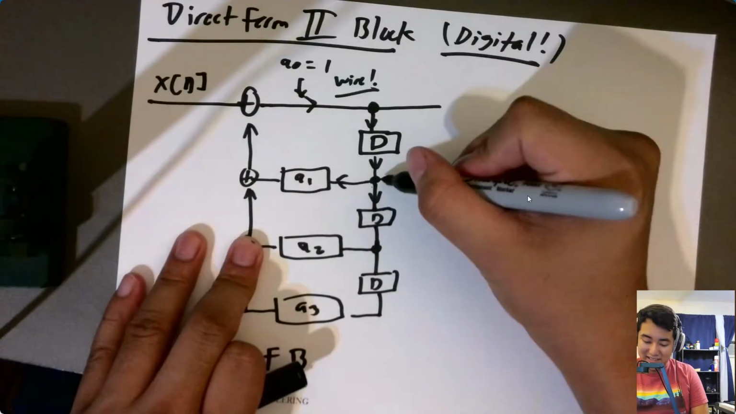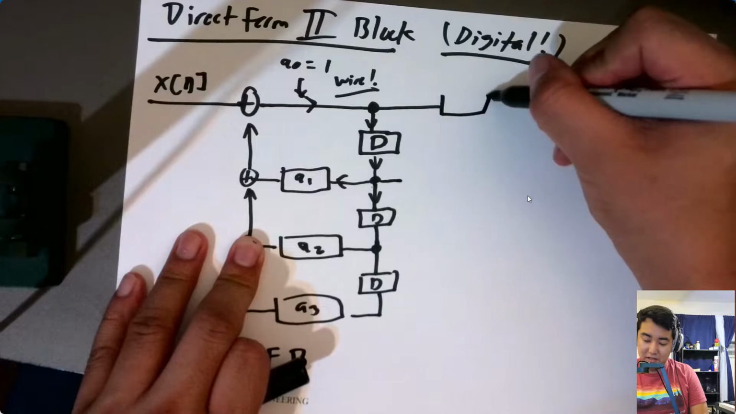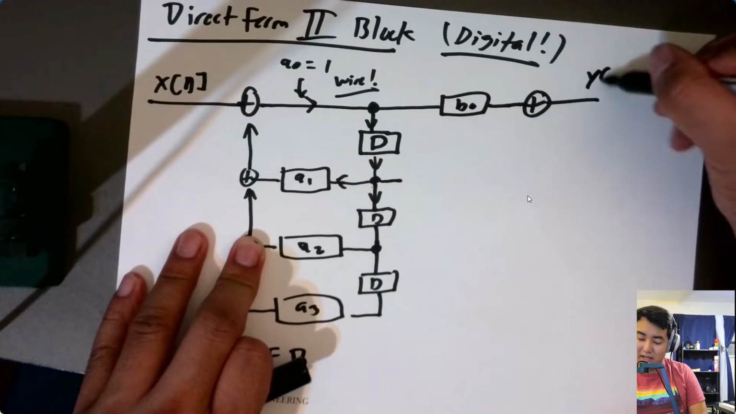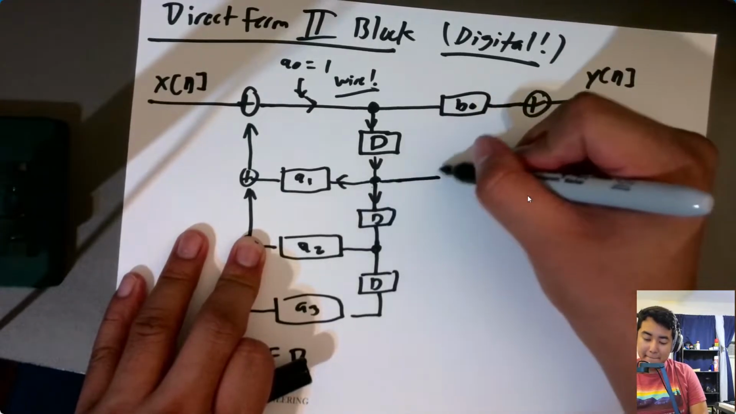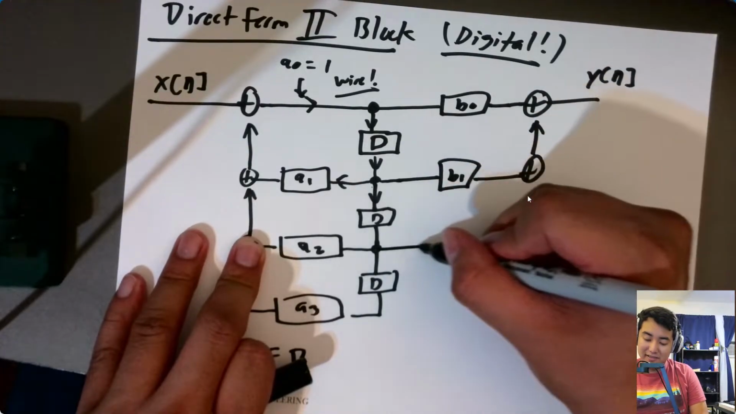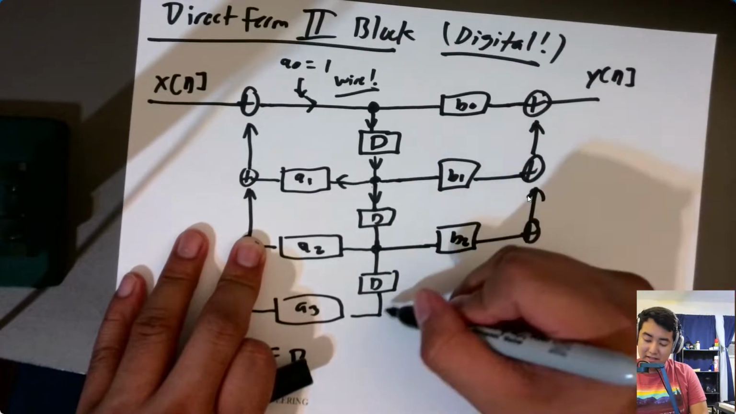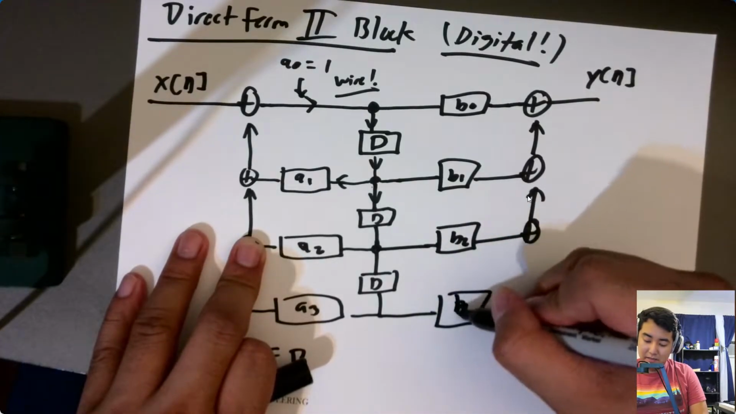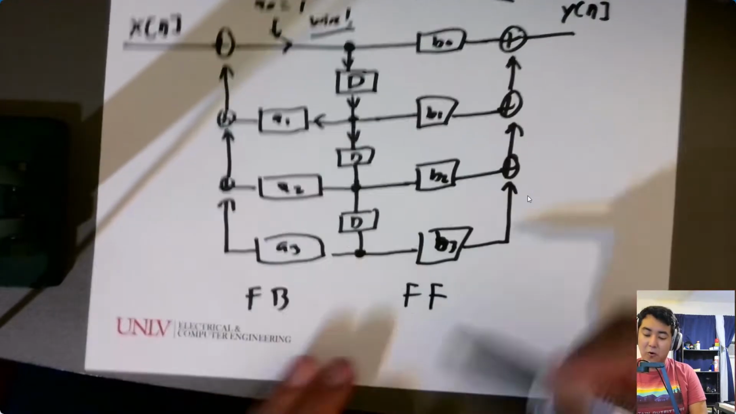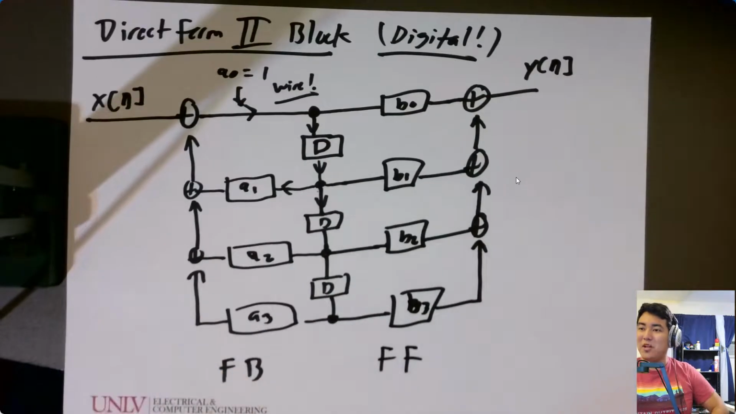So now let's draw that. Let's draw it right here. Here's our first block, B of 0, and then this adds here, and here's the output. B of 1, plus sign, and now let's share this piece. B of 2, plus, and B of 3. Draw that node. And there you go, and here's your feed forward path.